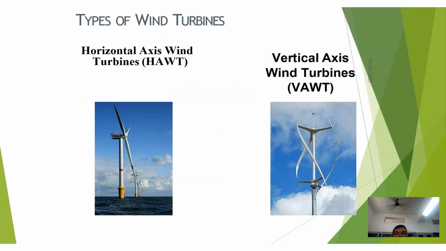So, types of wind turbines based on the direction of the axis with respect to the ground. We have the horizontal axis wind turbine and the vertical axis wind turbine. Horizontal means it is parallel with the earth surface. Vertical means it is perpendicular to the earth surface. So based on the axis with respect to the earth surface, the wind turbines are classified into two types, that is horizontal axis wind turbines and vertical axis wind turbines.